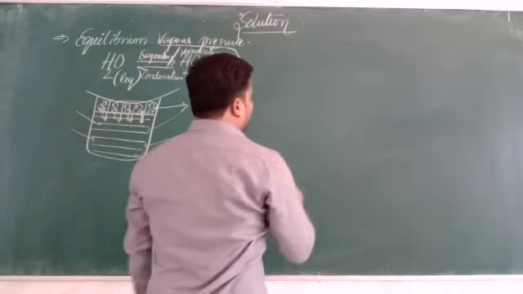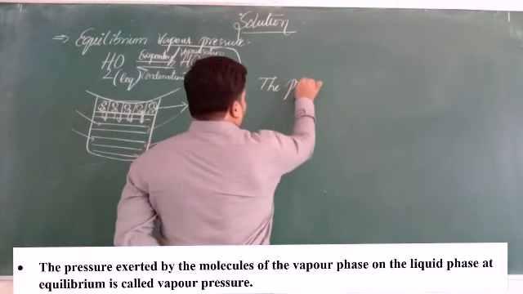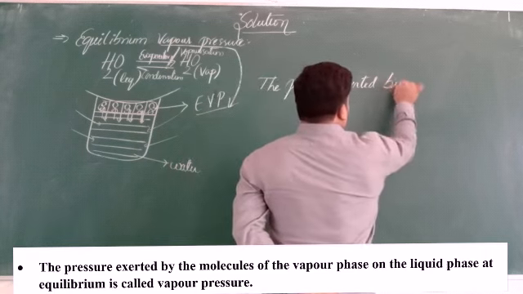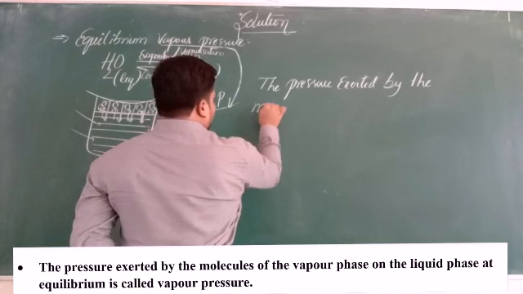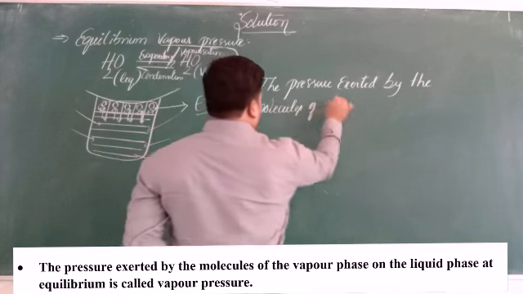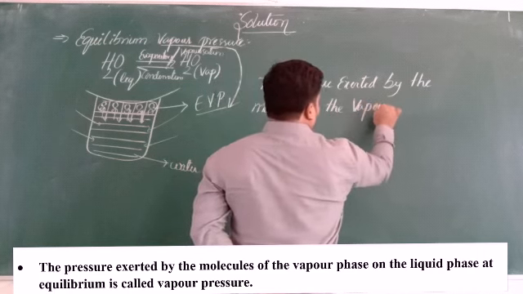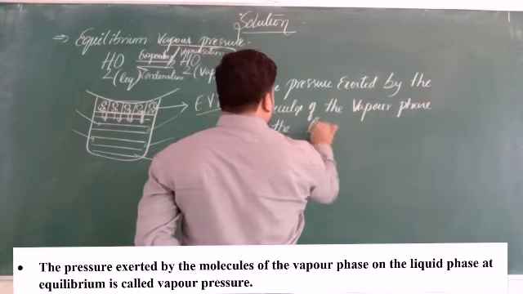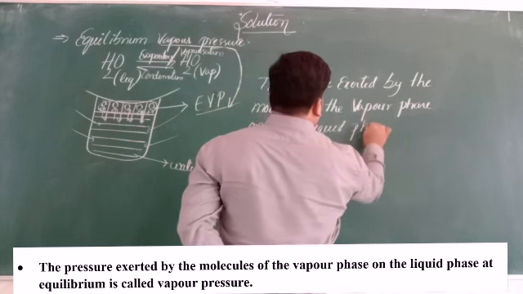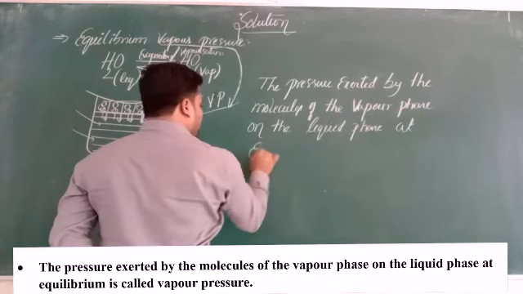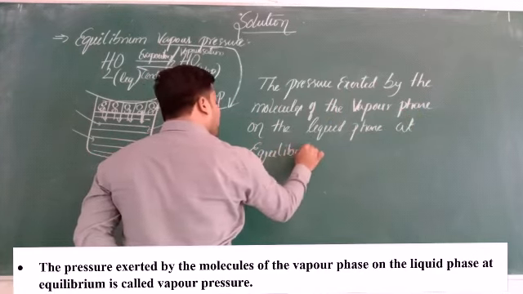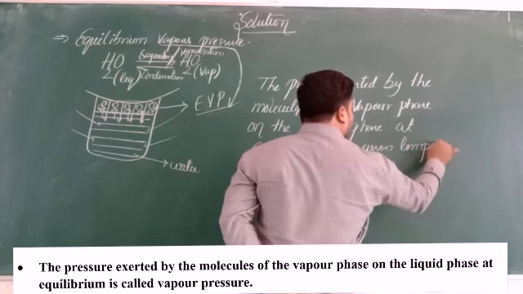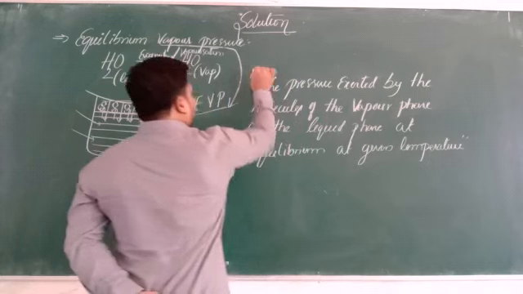The definition of that term is: the pressure exerted by the molecules of the vapor phase on the liquid phase at equilibrium at a given temperature is called vapor pressure.